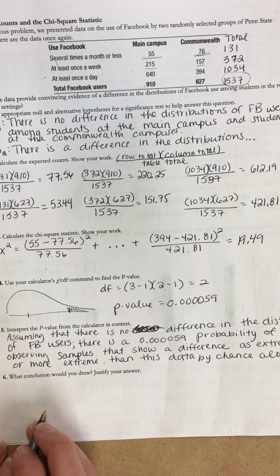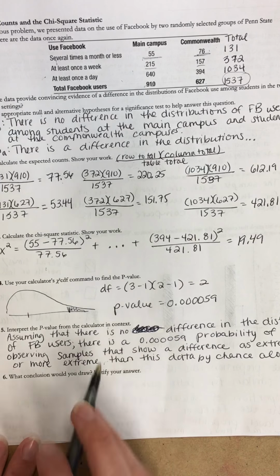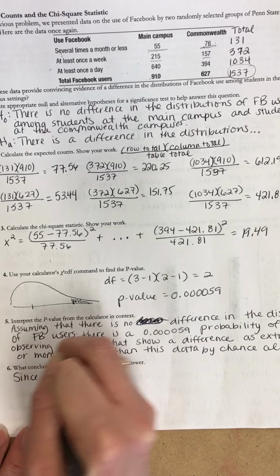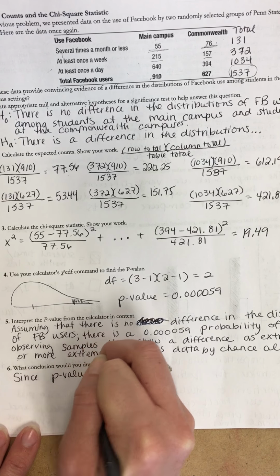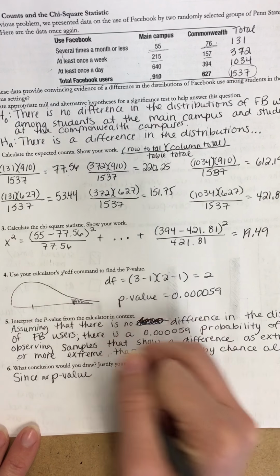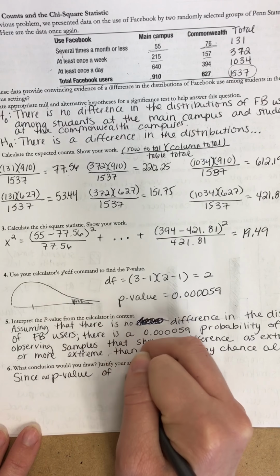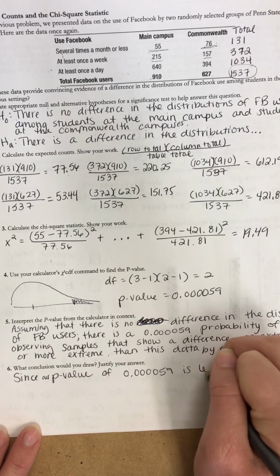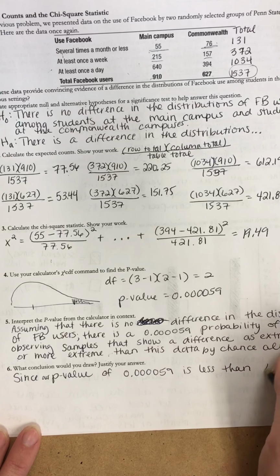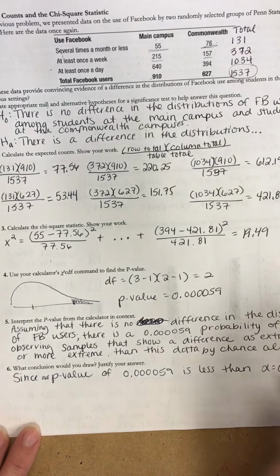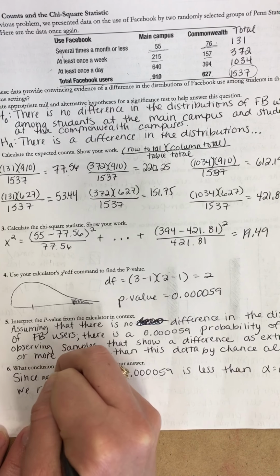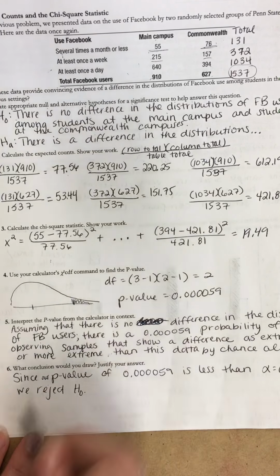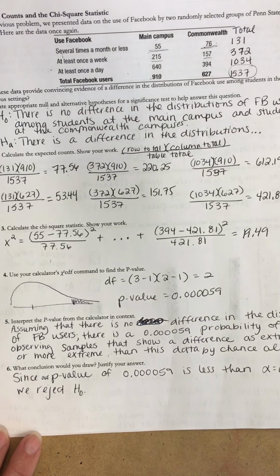What conclusion would you draw? Well, I spoiled that a second ago because I already said we were going to reject. So, since our p-value of 0.00059 is small, we reject H null. There is convincing evidence for HA in context.